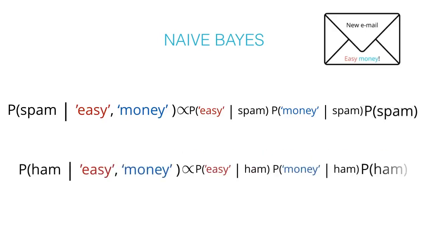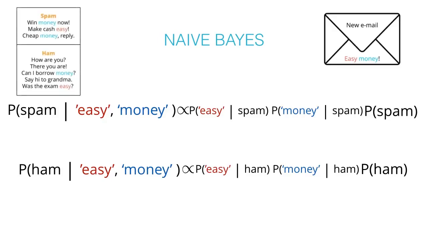And now we do the same thing for ham emails. We have both probabilities written as a product of factors. But what are these factors? Well, we've calculated them before based on our data. The first one, P of containing the word easy given that it is spam, is 1/3, since there are 3 spam emails and one of them contains the word easy. For P of containing money given spam, that's 2/3, since there are 3 spam emails and 2 of them contain the word money. And P of spam is very simple. It's 3/8 since there are 8 emails and only 3 of them are spam. We do a similar calculation for the bottom one and get 1/5, 1/5, and 5/8.